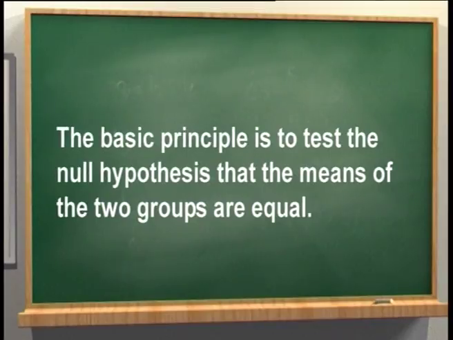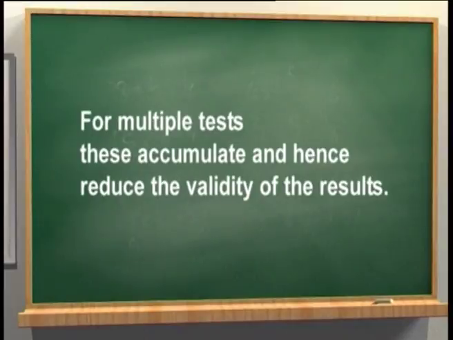The basic principle is to test the null hypothesis that the means of 2 groups are equal. A significant problem with this is that we typically accept significance with each t-test at 95%. For multiple tests, these accumulate and hence reduce the validity of the results.